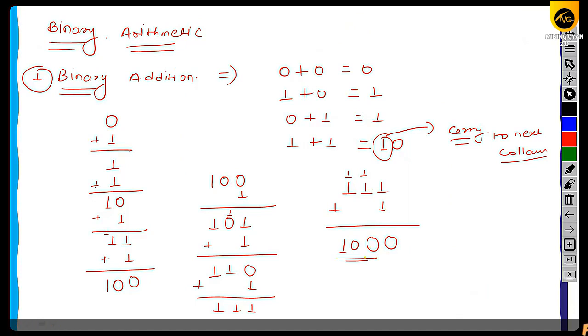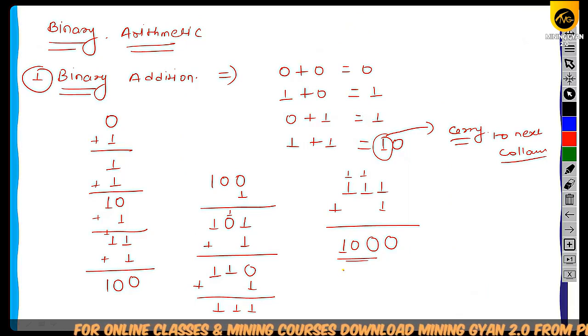So this is the basic procedure for adding binary numbers, that is the 0 and 1 numbers. Always remember, it's always done in the form of 0 and 1. Okay, now let's see some examples of addition.